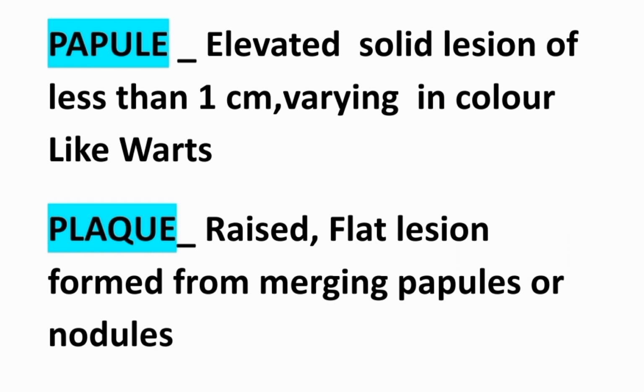And the next point is plaque. Plaque is a raised flat lesion formed from merging papules or nodules. From the papule, again it is forming a flat lesion, that is known as plaque. First one, macule. Macule is a skin color change and papule is a solid lesion. Plaque is formed by merging from the papule.